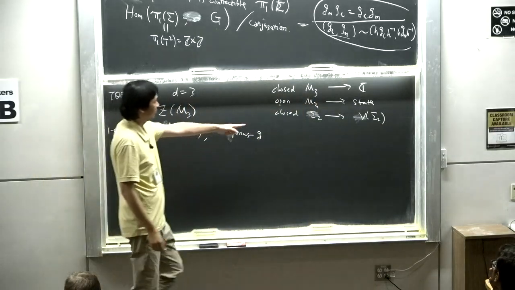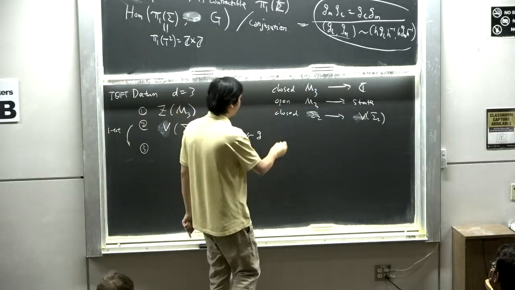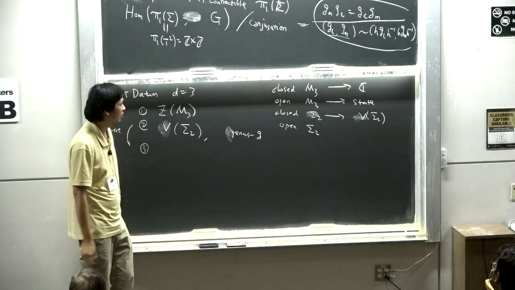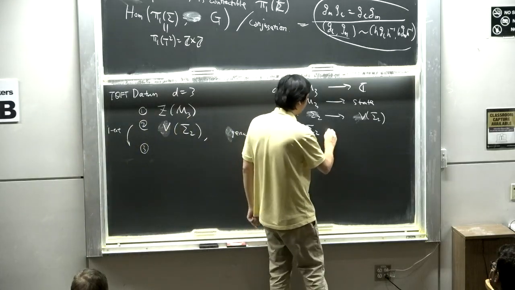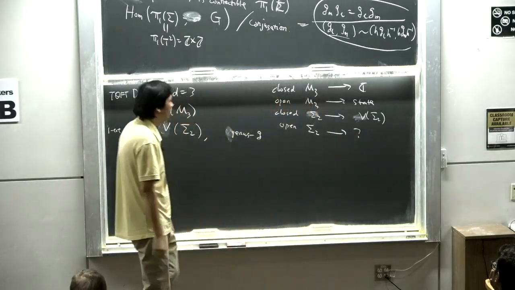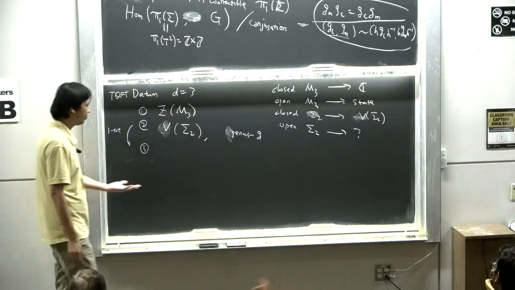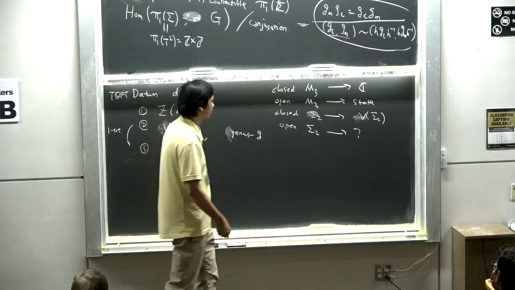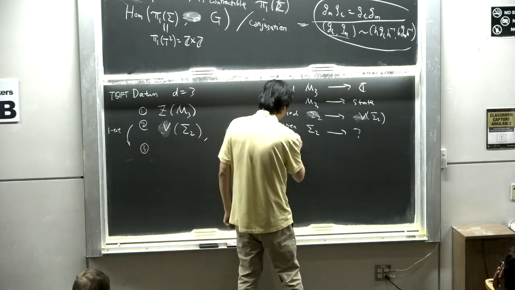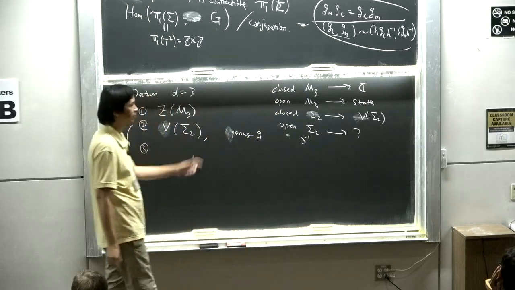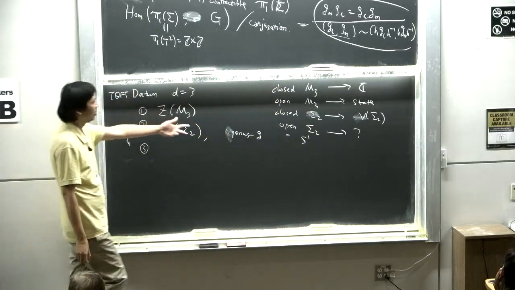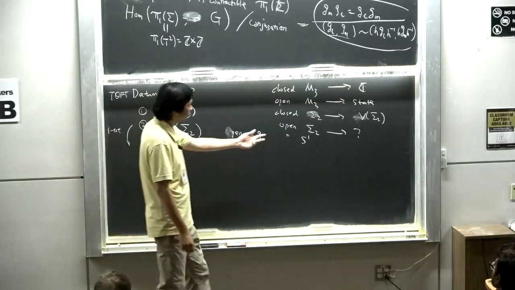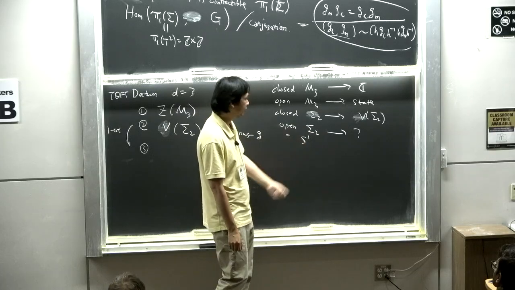Now, the natural thing to add to this list is what happens to open two-manifolds with boundaries. Now, the boundaries of two-manifolds are also very simple. They're just circles, right? You take two-manifolds, you have circles as boundaries. So the question here is really, what do we assign to a circle? What information do we need on a circle in order to define this TQFT? Equivalently, we want to know what happens on open two-manifolds.